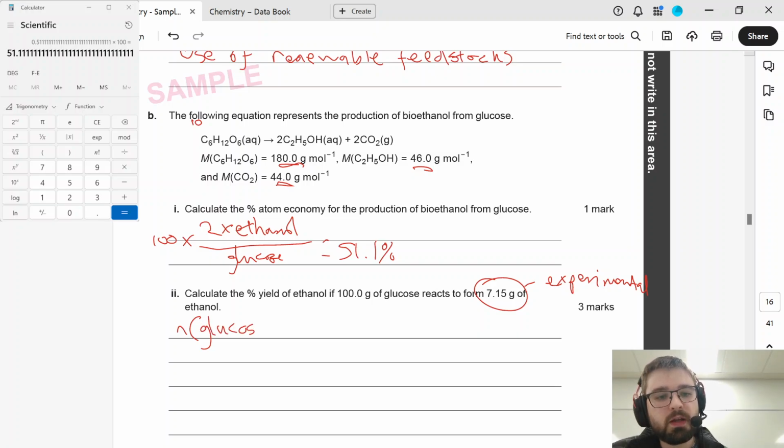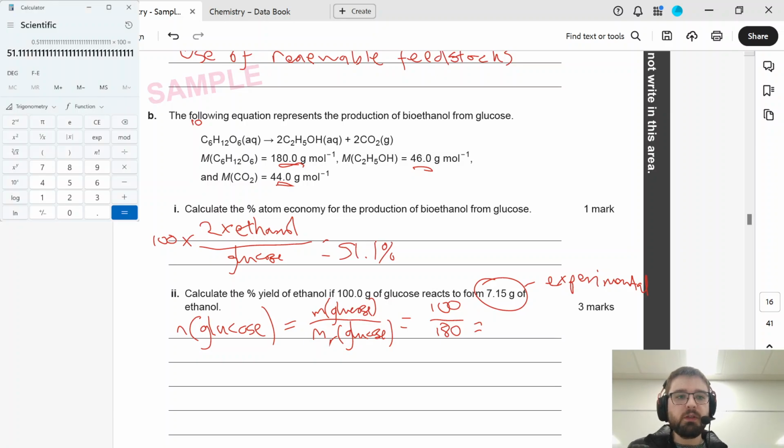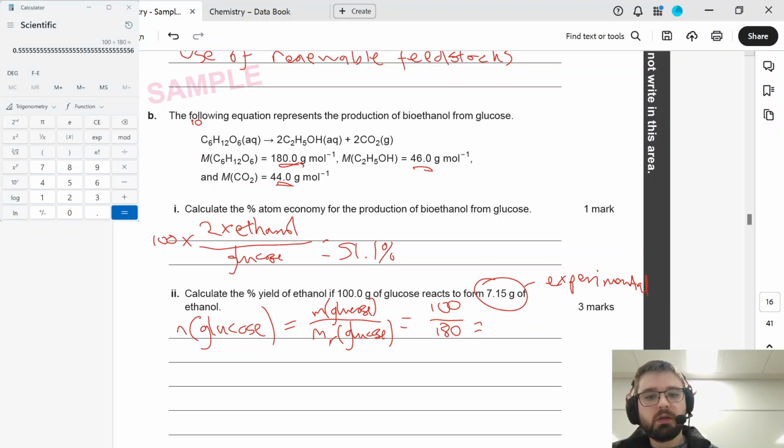To do that, we're going to know the amount of glucose that we're reacting, which is going to equal the mass of glucose. I'm going to write this out here. You could probably get away with not doing it. So we've got 100 divided by the molar mass, which is 180. There you go. So 0.555. I'm going to leave that in the calculator.